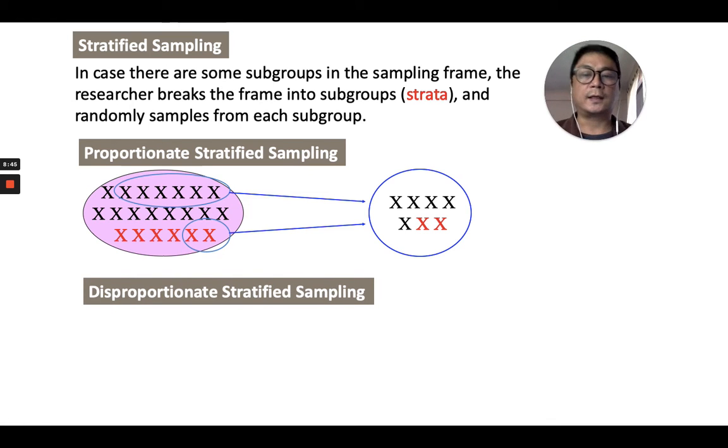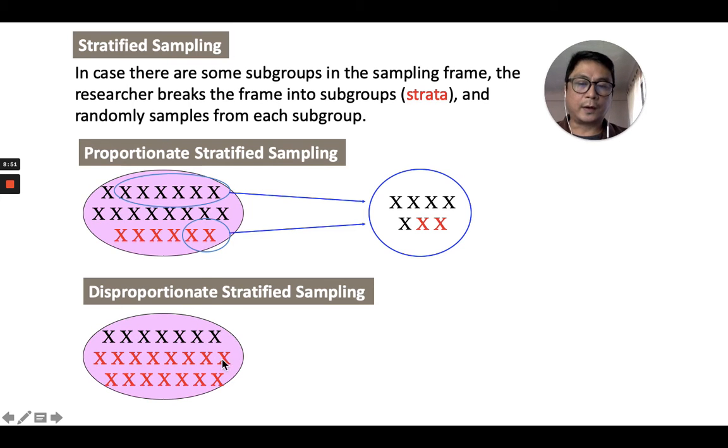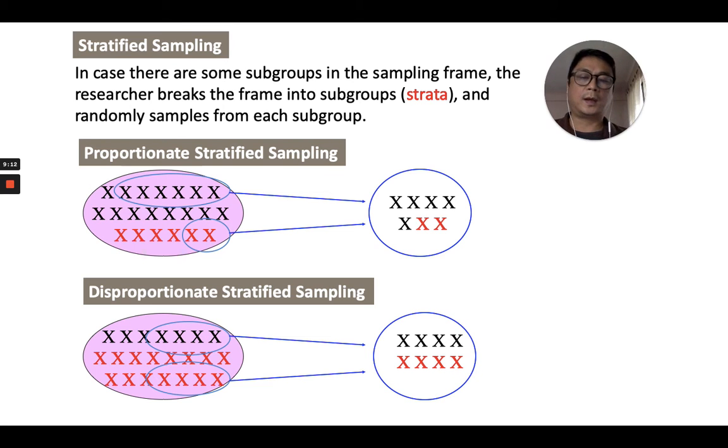In disproportionate stratified sampling, we're not interested in matching the proportion of our groups. Like we're interested in 2 groups, 2 strata, males and females. In this population, there are significantly more females than males. There are significantly more red X's than black X's. Okay? If we were to draw a proportionate sample, we would have a very small number of black X's, or males. Okay? But in this case, we want to know more. We want to know as much as possible about both groups.